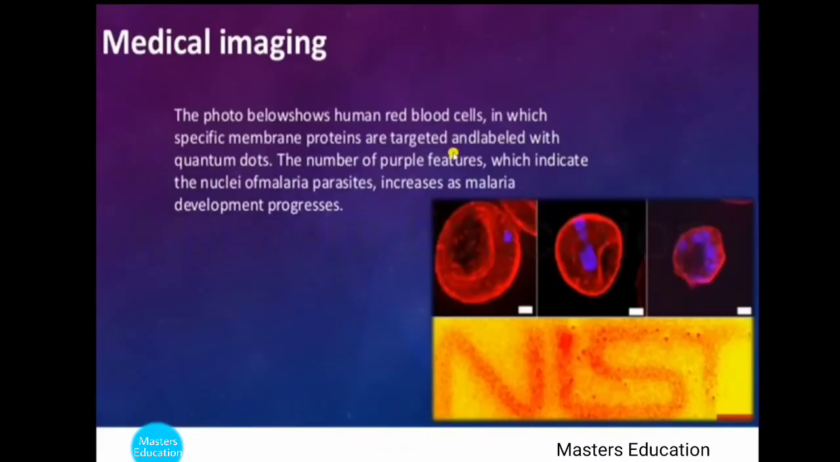In medical imaging, for example, if you see the photo given below, are human red blood cells in which specific membrane proteins are targeted and labeled with quantum dots. You can see here the number of purple features, which indicate the nuclei of the malarial parasite, increases as the malaria is progressively developing. See here, this is small and it is increasing progressively.